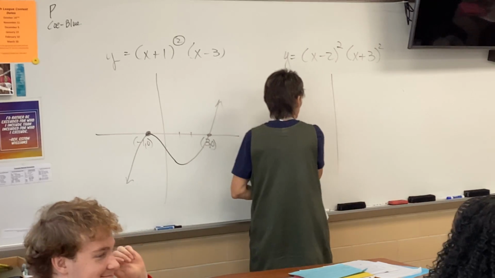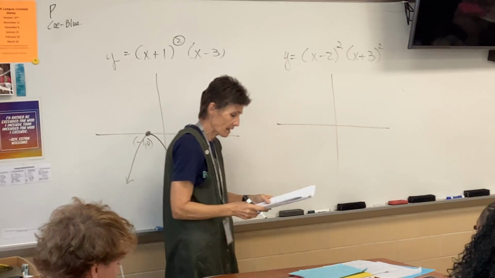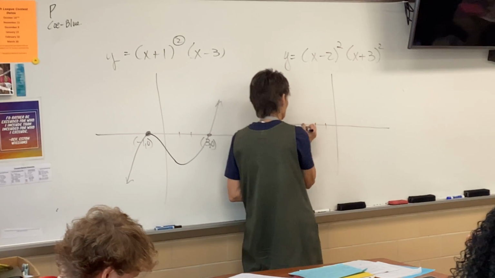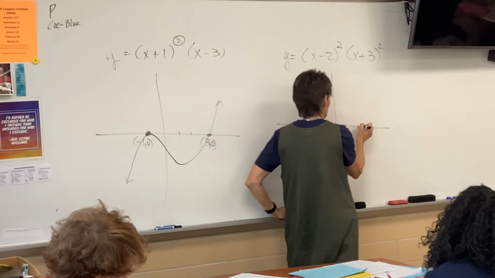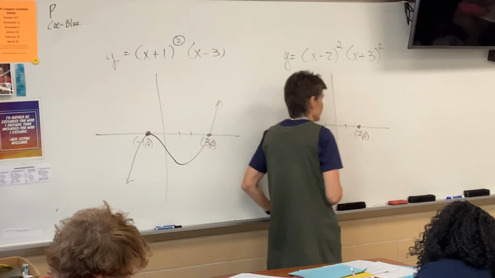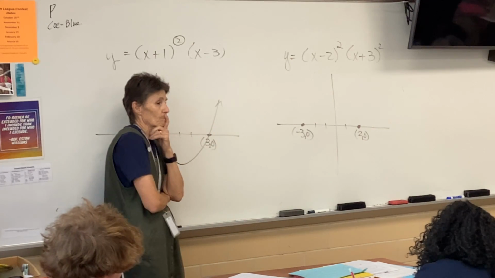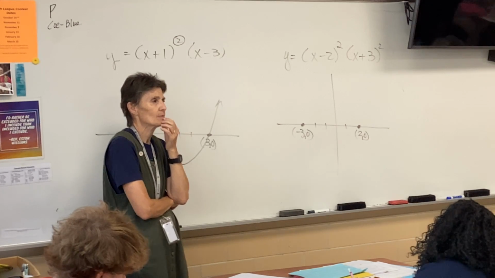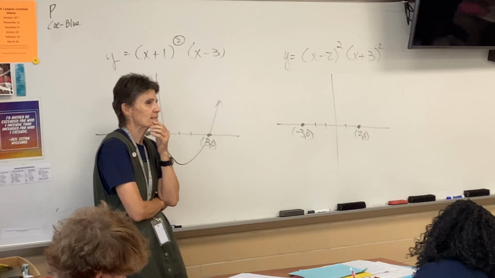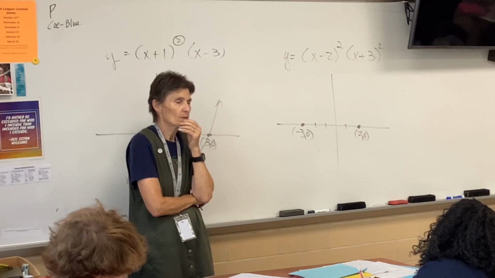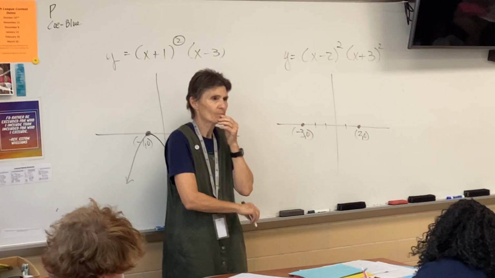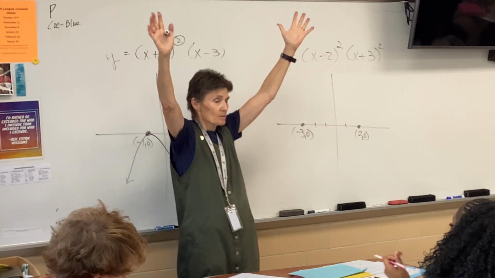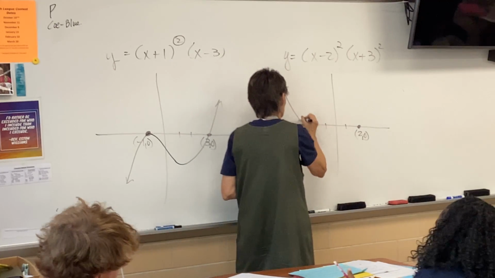All right, let's start with what we know. Where are my x-intercepts or my zeros? At -3 and 2. How many x's do I have? Four. 4 is an even number. And what did we say evens do? Start up and end up. So that means I'm going to start up here.